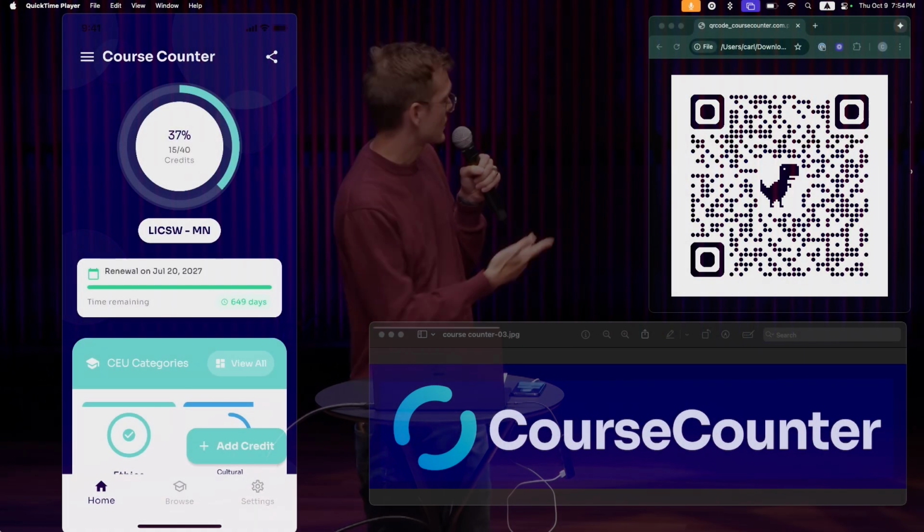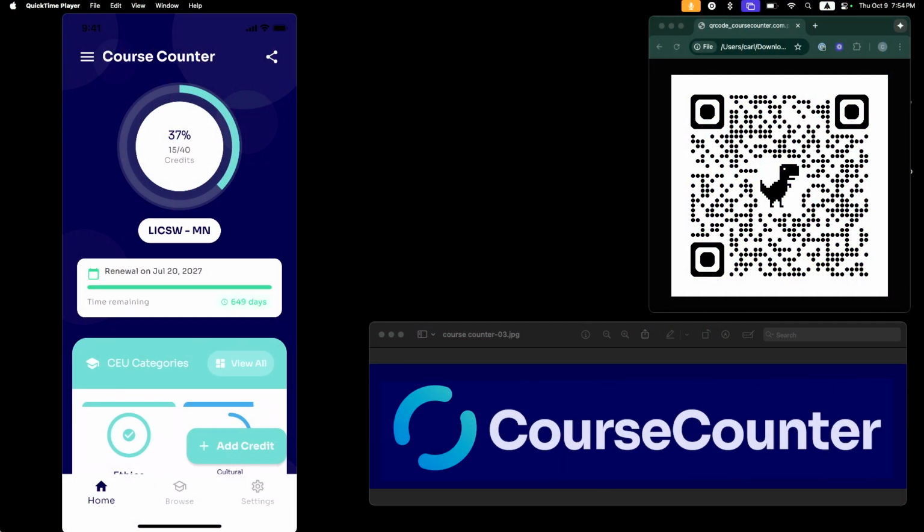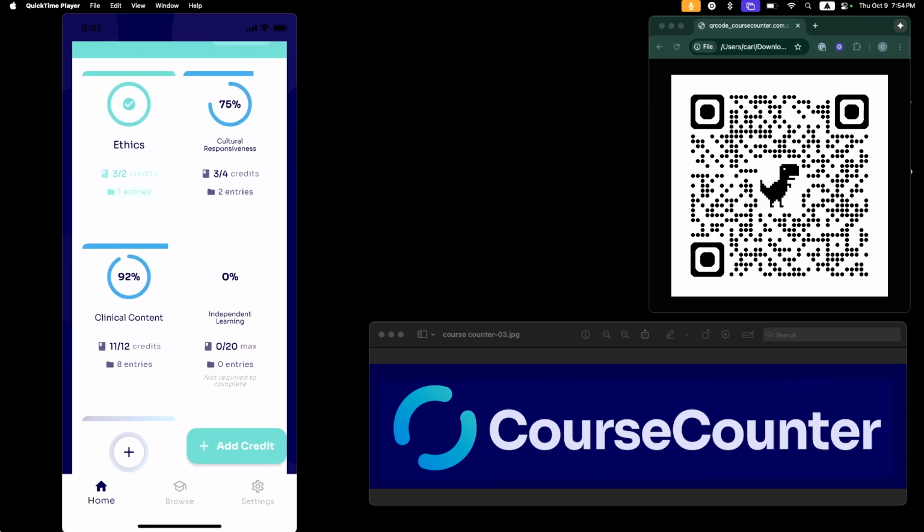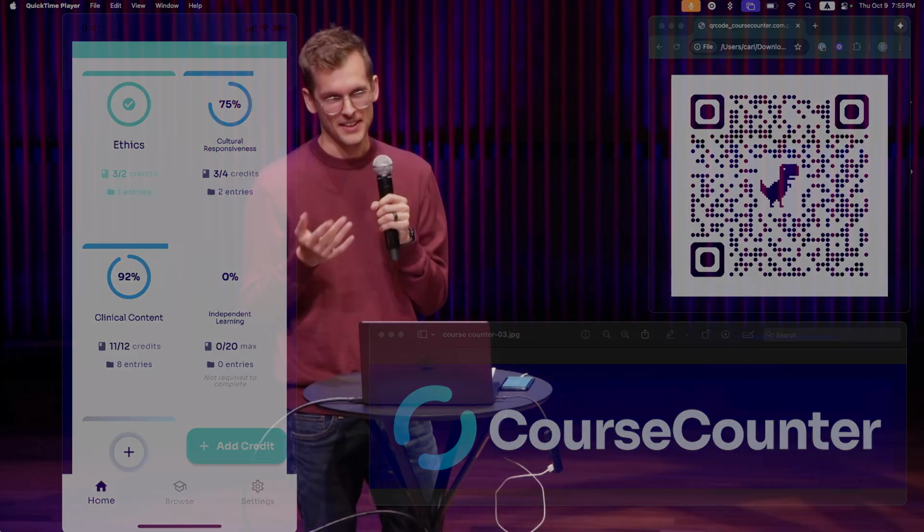So this is Course Counter here on the left. There's a QR code up there if you want to scan it, find some ways to connect with me. But this is an example of an LICSW here in Minnesota. That's a social work license. And if we scroll down, we can take a look at what the governing board requires of you. That's some ethics credits, some culture credits, some clinical credits, and you can't do more than 20 credits independently. That's a lot. That's challenging to keep track of, especially when this is what we're dealing with.